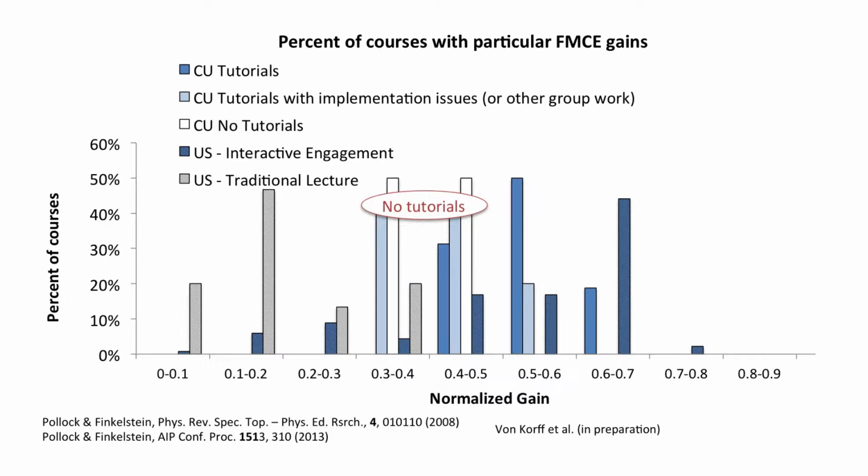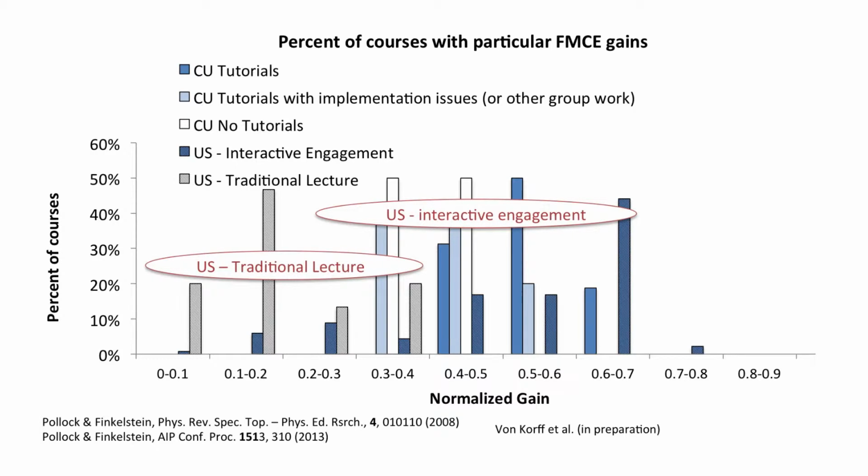Without tutorials and recitation, the FMCE scores fall towards the bottom of that national range of scores for interactive engagement classes. But with tutorials, FMCE scores fall towards the top of that range. And while different types of courses achieve a broad range of gains on the FMCE, the most commonly observed gains in these interactive classrooms are much larger than the gains seen in traditionally taught courses.